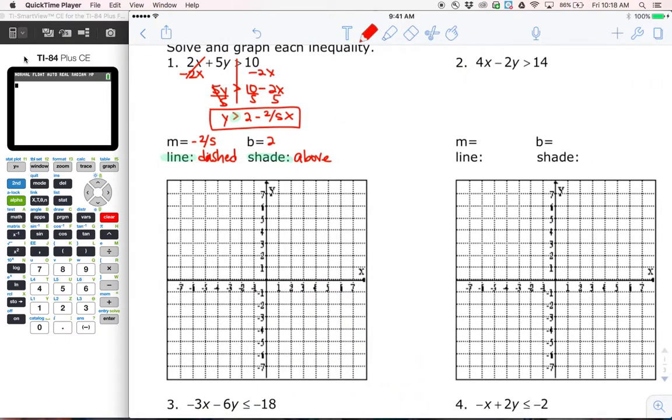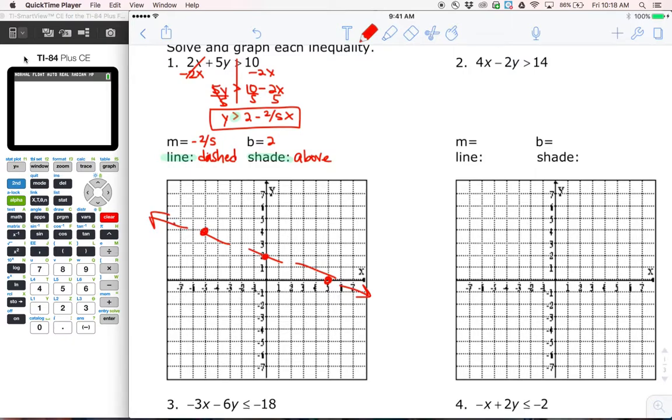The first point is our y-intercept at 2. Our slope is negative 2/5. We're going to go down 2, right 5. Or we could go up 2, left 5. All right, so there are our points. And now we said it's going to be a dashed line, so I'm going to try and draw a decent looking dashed line here. Not great. Hopefully yours is better. And then we're going to shade above the line.